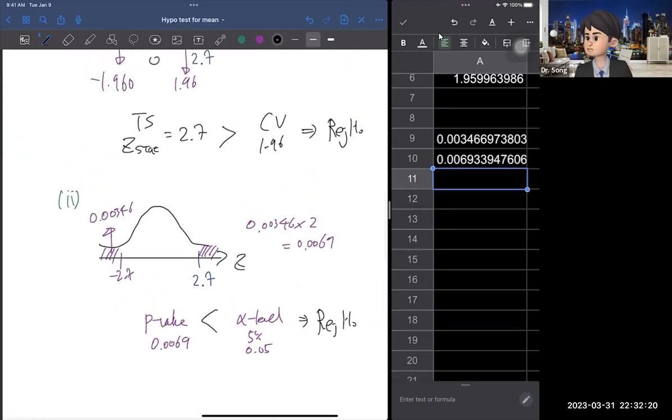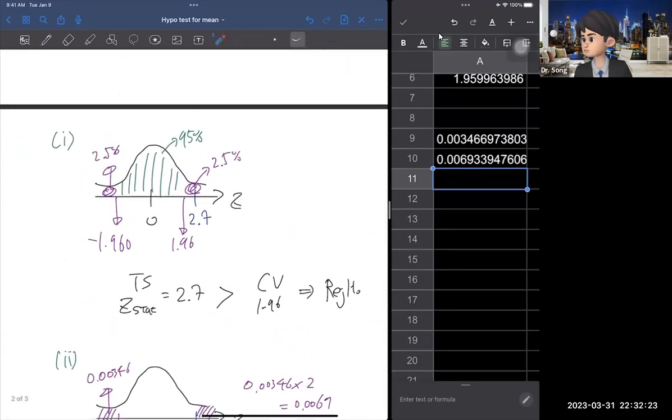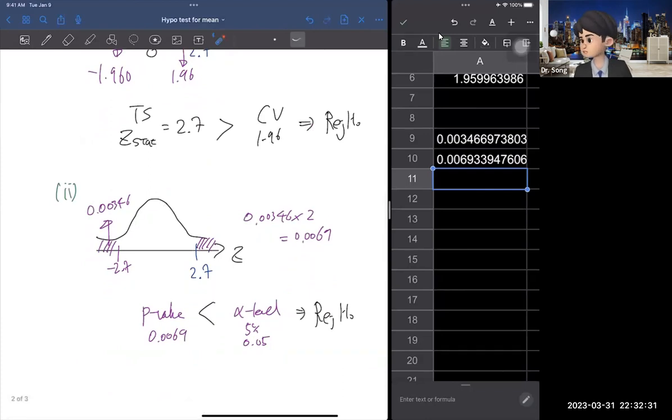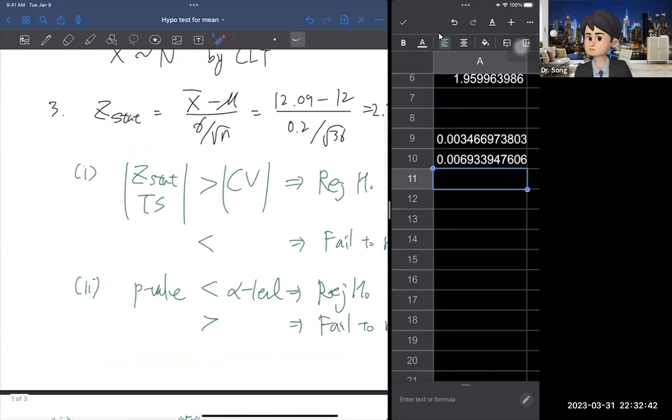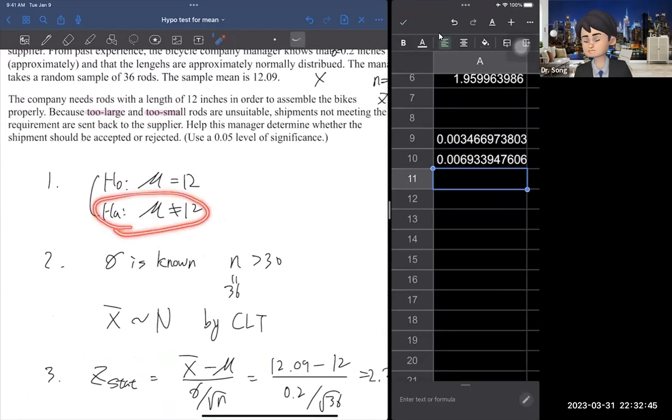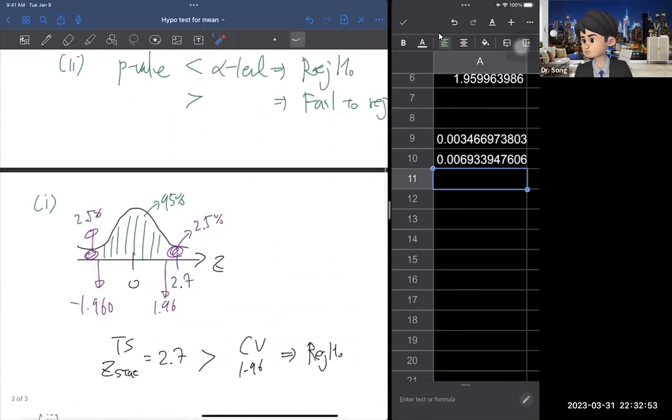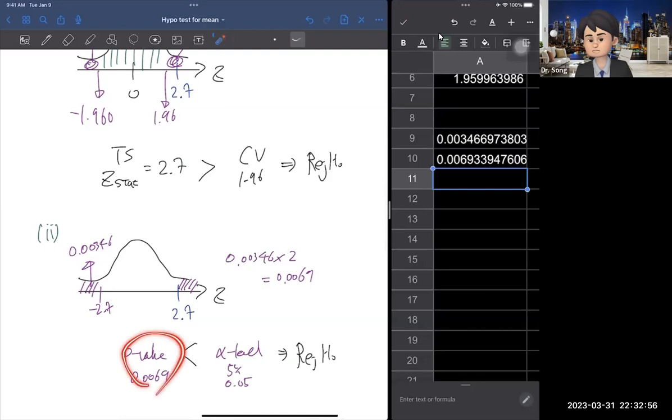So it is consistent. As you noticed, when you compare the critical value and the test statistic, you're using the z-score, the x values. But when you're using the p-value and the alpha level, you are using the percentage, this shaded area. So they are consistent. But the important thing is that when you calculate the p-value, you need to be very careful whether the alternative hypothesis is not equal to, greater than, or less than. If it is not equal to, then you need to consider both sides, the left one and the right one. So that's why you have to multiply by 2 to find the p-value. Otherwise, you make a mistake.